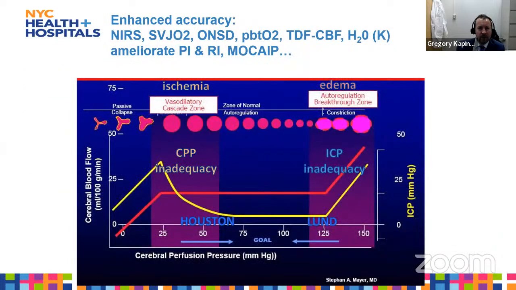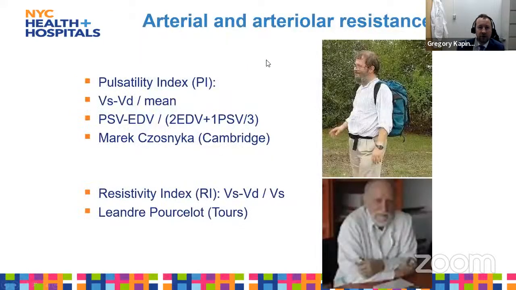We already talked about that, but I would say that actually, let's not stop there at TCDs. There's value in complementing our evaluation of the physiology, the derangement of our patients, with near-infrared spectroscopy, jugular bulb, the optic nerve sheath diameter, Hemedex. And now we also have on the Hemedex a measurement of the amount of water that you have in the brain. We could ameliorate also the PI and the RI and use MOCAIP from UCLA.